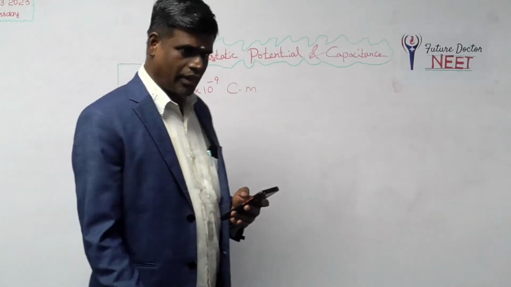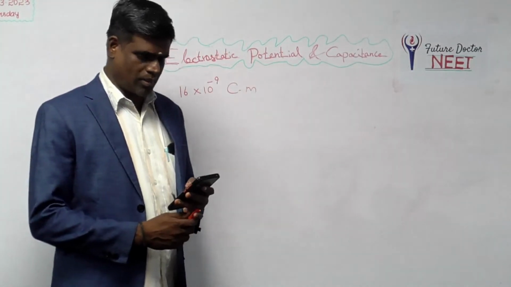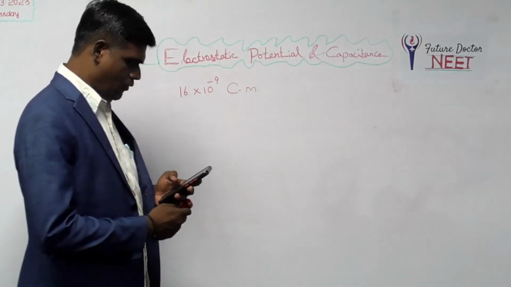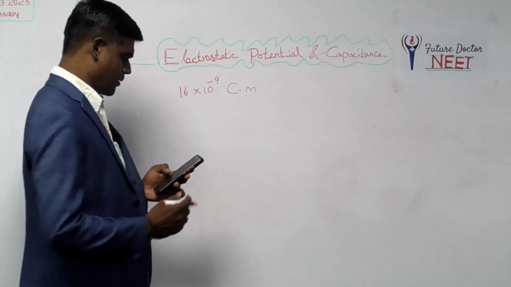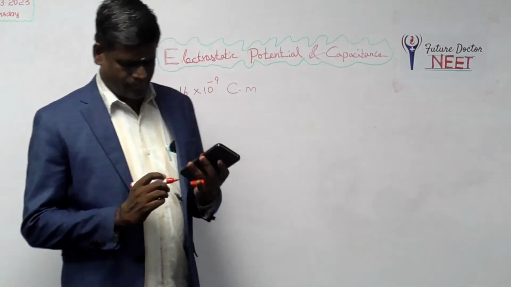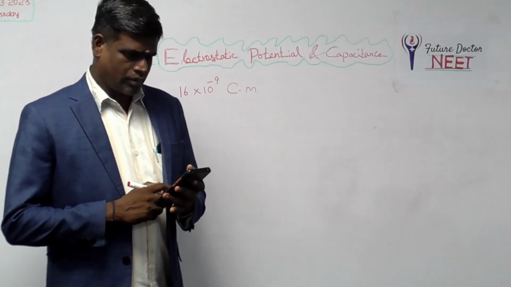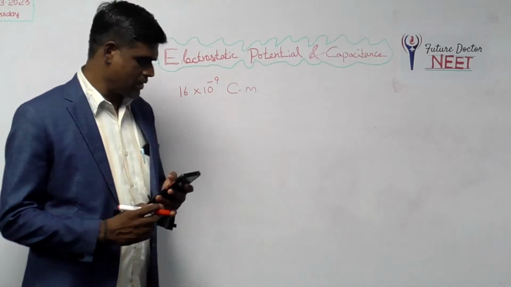A short electric dipole, then... Okay, a short electric dipole has a dipole moment of 16 into 10 power minus 9 cm. A short electric dipole has a dipole moment of 16 into 10 power minus 9 cm.